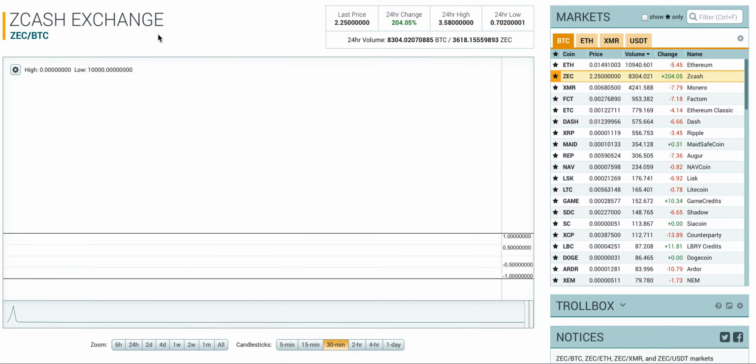Hello, the market for Zcash is growing dramatically, up to 200% in the last 24 hours, to a value at the moment of 2.32 BTC for one Zcash coin.